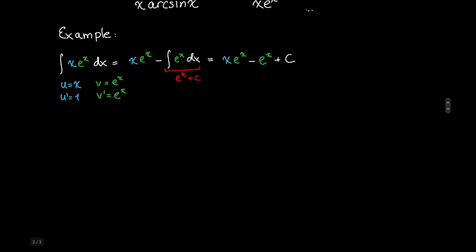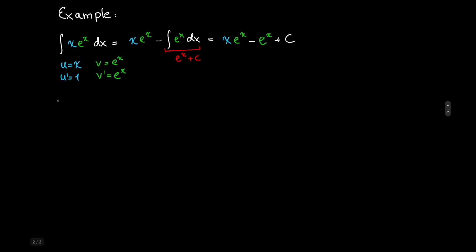Alright, this seemed simple enough, so let's take a look at another example where we have to integrate x times ln of x. If you want, try to pause the video and solve it yourself first. Once again, we immediately assume that the integral we have contains the original u, which in this case once again is going to be x, and the v prime, the derivative. In this case, this is going to be ln of x.